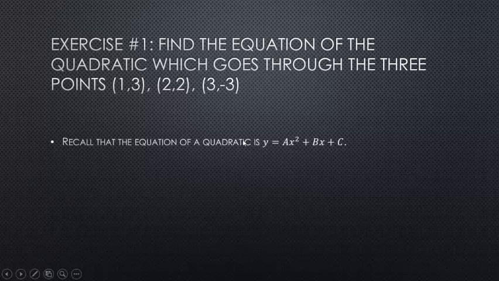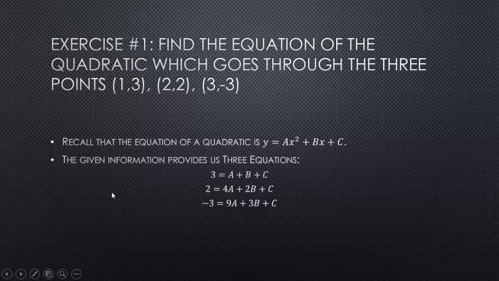Because I have this equation, we could actually use our ordered pairs to give us some information. When x is equal to 1, then we know that y is equal to 3. We can put that together, and we gain three different equations here.